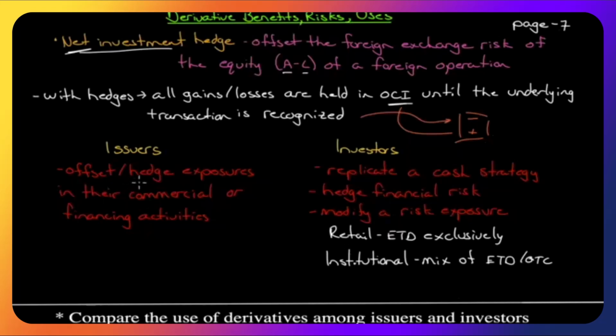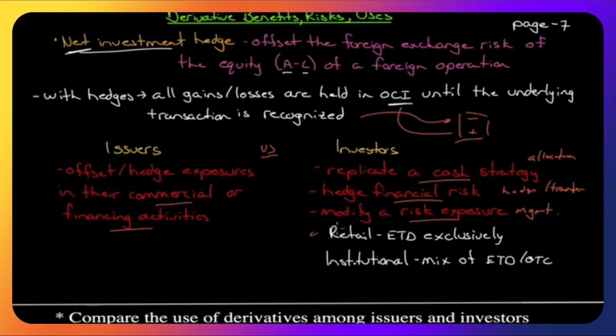Issuers will use derivatives to offset or hedge exposures in their commercial or their financing activities versus investors, and we saw this on the first screen, allocation, right? That they use derivatives to gain an allocation to a particular risk, to hedge a certain risk, or to transfer a certain risk, or to manage or modify a certain risk. Replicate a cash strategy. Hedge financial risk or modify a risk exposure.